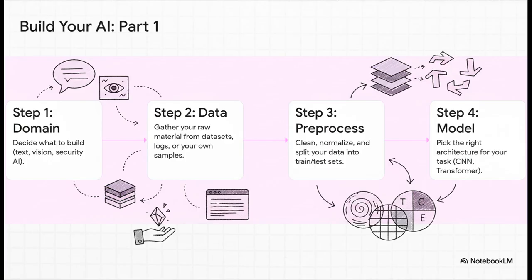Are you building an AI for text, for images, for security? Step 2. Get your data. Data is the fuel for your AI, so you got to collect it. Step 3. Pre-process. Raw data is messy. You have to clean it, organize it, and get it ready for training.